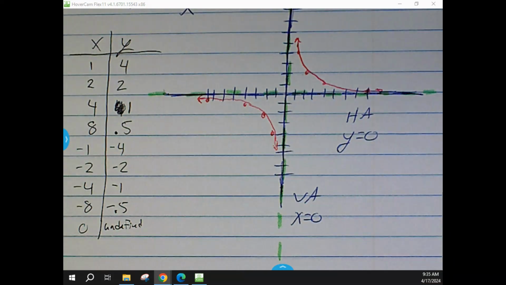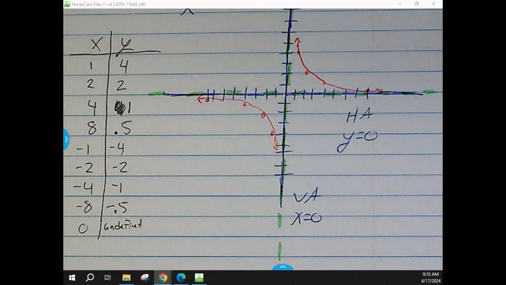Okay, now, are you going to have to do that every single time with this table of values? Absolutely not. Just like when we did quadratics, we're going to show you a shortcut on how to get this graph really quick without having to plot 10 or 15 or 20 different points. Now, one other thing we'll throw in on this one.